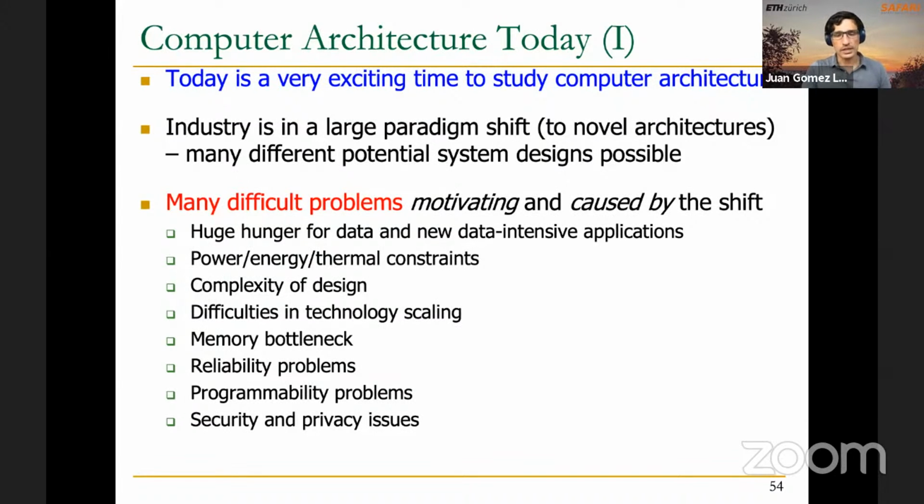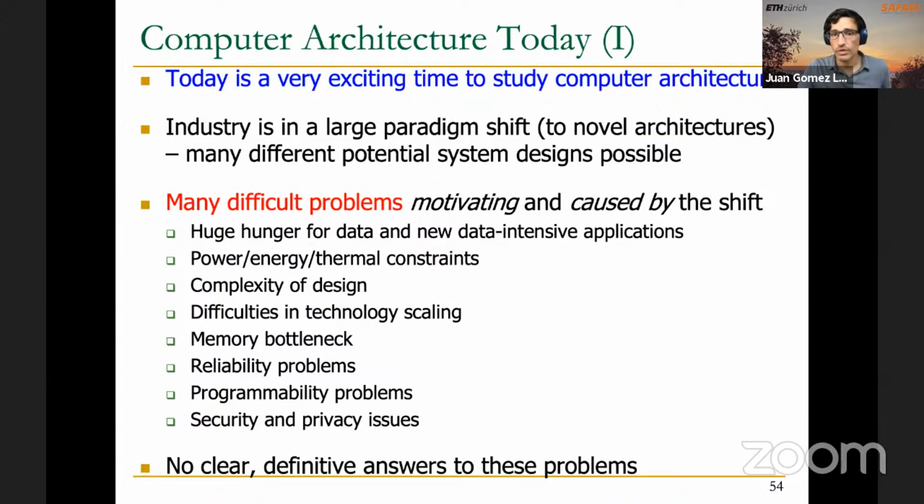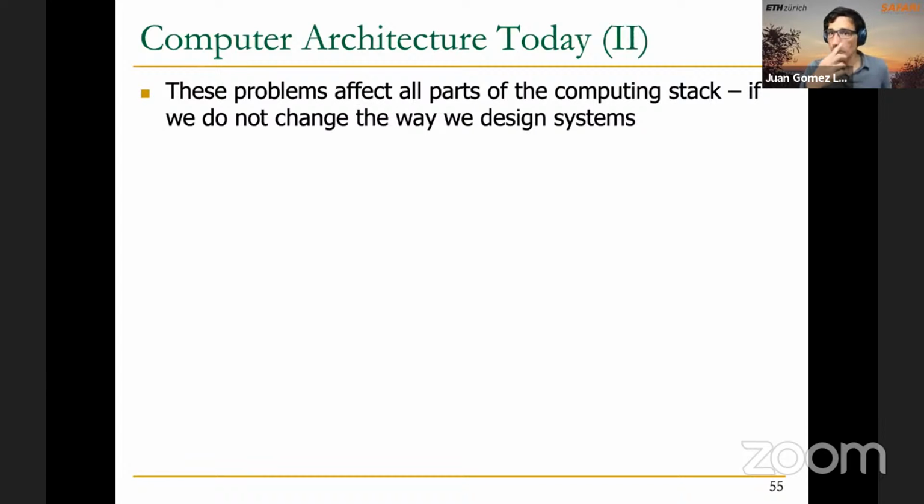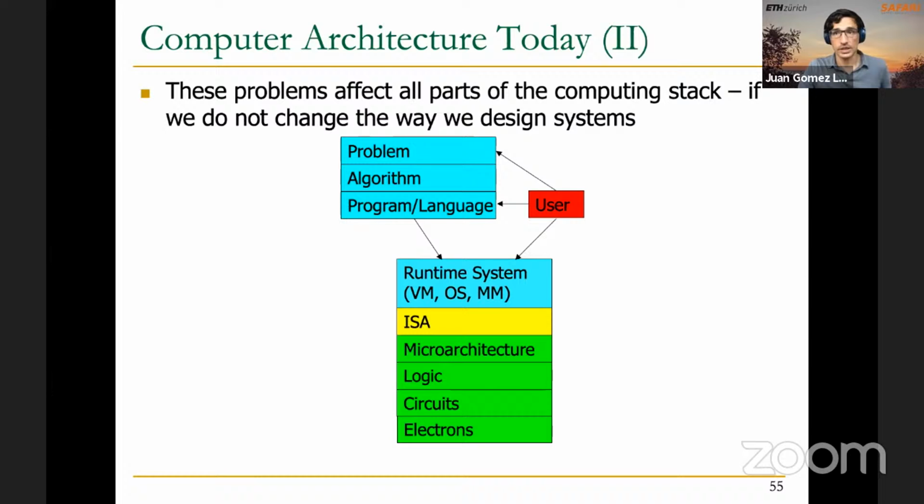Another problem is reliability. We see that as technology scales, we have more and more reliability problems in the devices. A very good example of this is the RowHammer phenomenon that I'm pretty sure all of you know, and we are also going to review later in this presentation. But there are no clear and definitive answers to these problems. So we need to keep doing research and finding good ways of dealing with the different problems. These problems affect all parts of the computing stack, and that's why we have to change the way we design systems, because the problems are evolving over time.